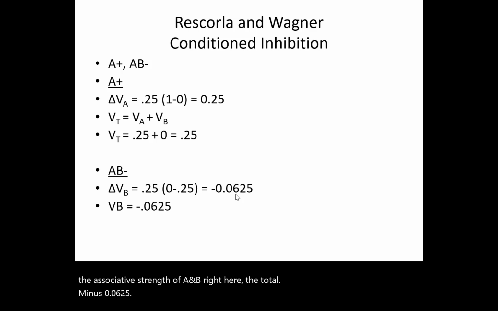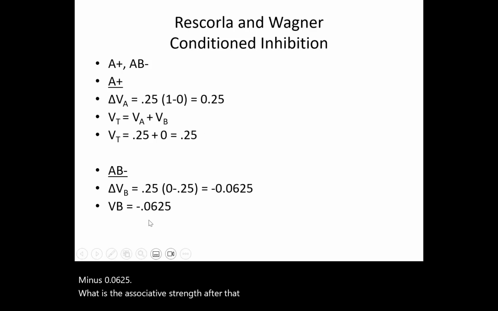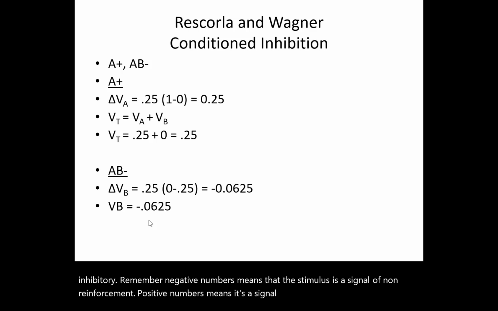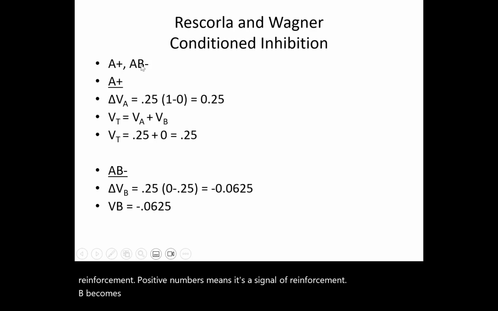What is the associative strength after that trial? Negative. That means it's inhibitory. Remember, negative numbers mean that the stimulus is a signal of non-reinforcement. Positive numbers mean it's a signal of reinforcement. B becomes inhibitory. It's not reinforced when reinforcement is expected. So it loses associative strength.